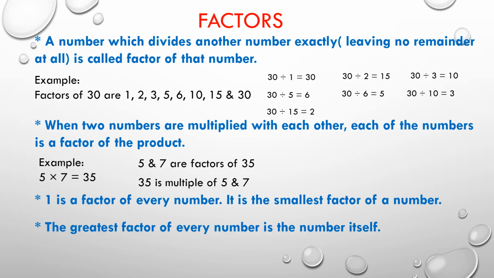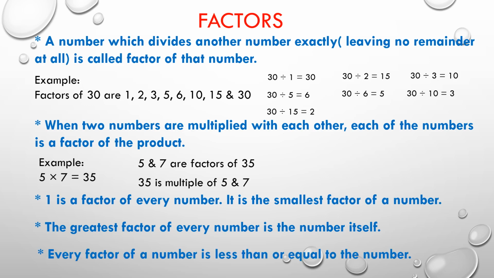The greatest factor of every number is the number itself. When you are finding out the factors, it starts with 1 and then the greatest one is the number itself. As you can see in the example of 30 also, in the example of 35 also, whenever you take any number, the greatest factor is always the number itself. So every factor of a number, as you can see when I find the factors of 30, all the factors are less than 30 or equal to 30. So every factor of a number is less than or equal to the number.